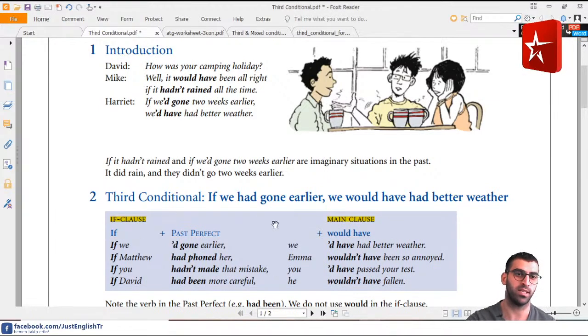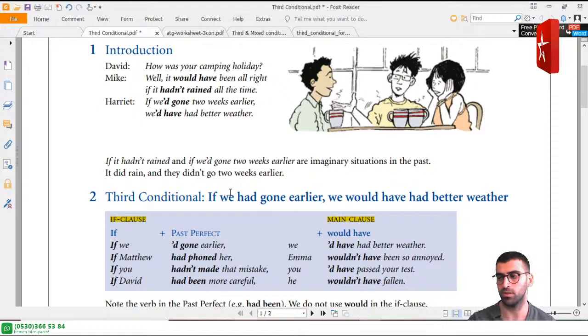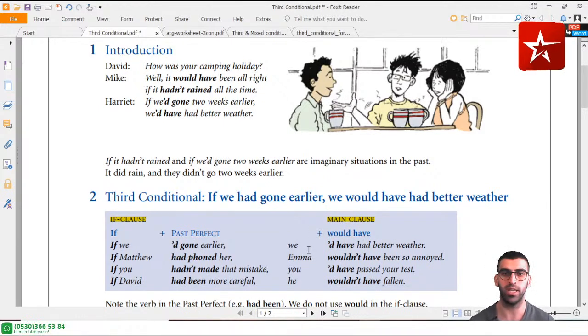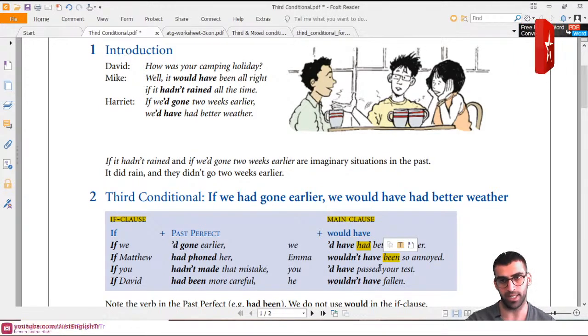So let's continue with the main clause. As I told you before, we have two clauses: the if clause, which I have already talked about, and the main clause. In the main clause, we have to have a subject first, like we, Emma, you, he. They are the subjects of the main clause. Plus would have, like would have had better weather, and the past participle form of the verb. Would have been, past participle form. Would have passed, past participle form.